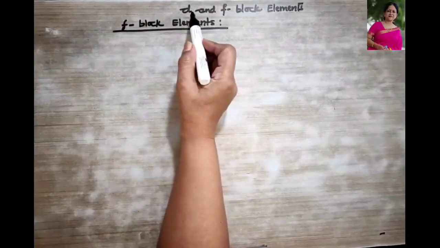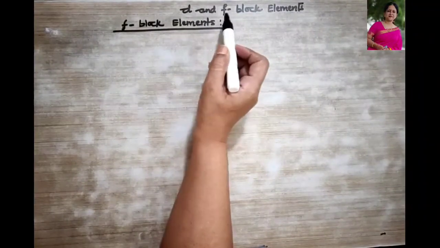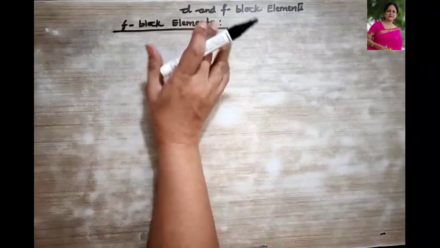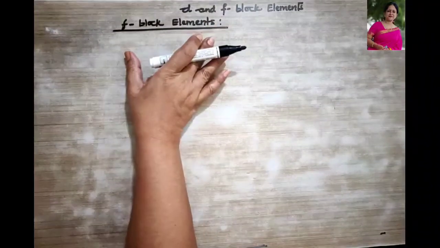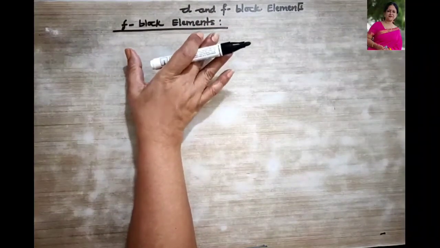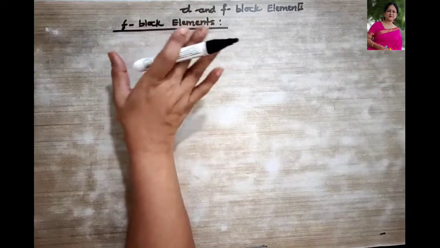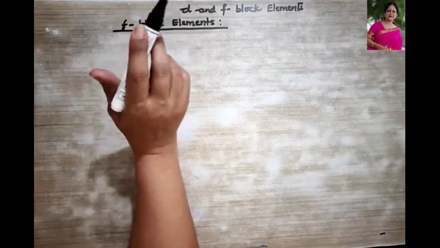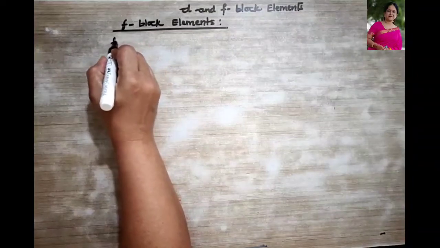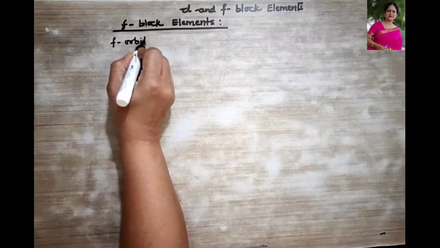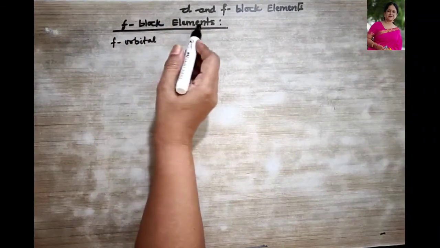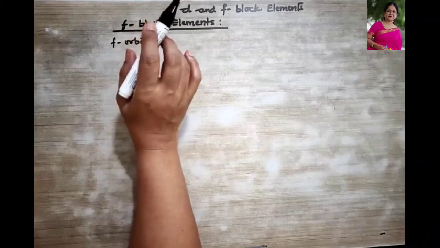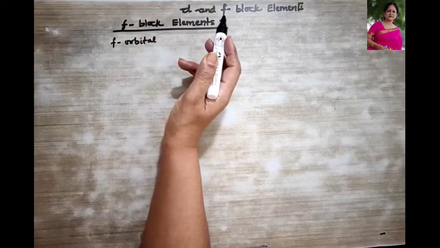So we had already finished with the D block elements. Today we shall start with the F block elements. Now these F block elements are also called inner transition elements, right? The elements in which the last electron enters the F orbital of the atoms are termed F block elements. They are also called inner transition elements.